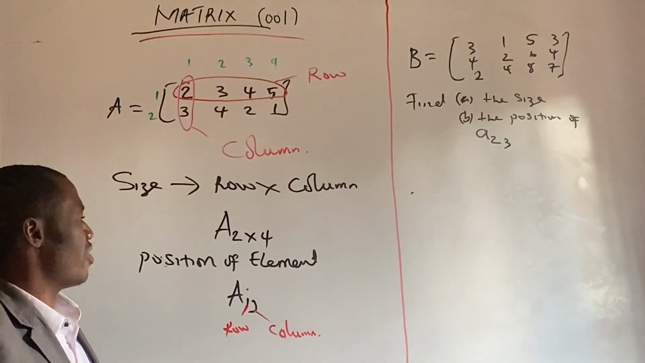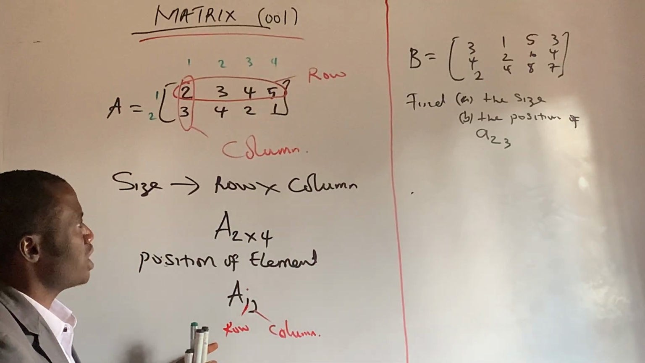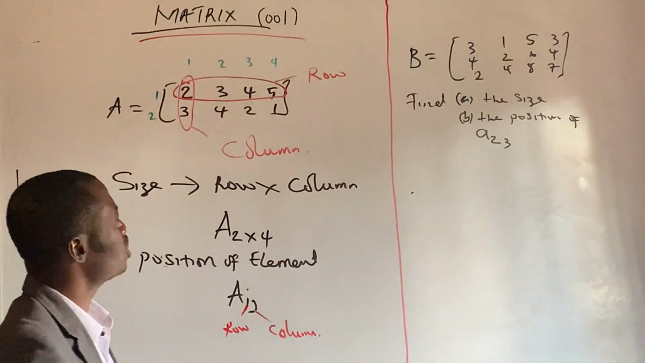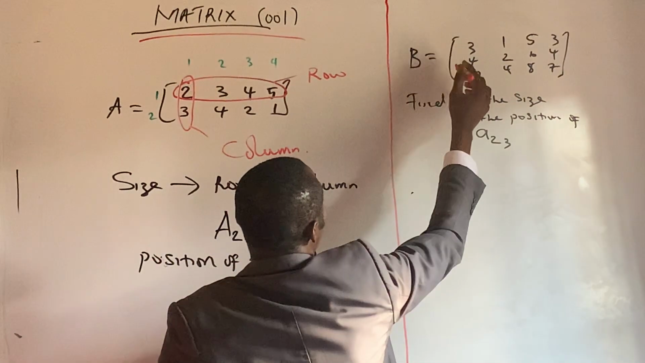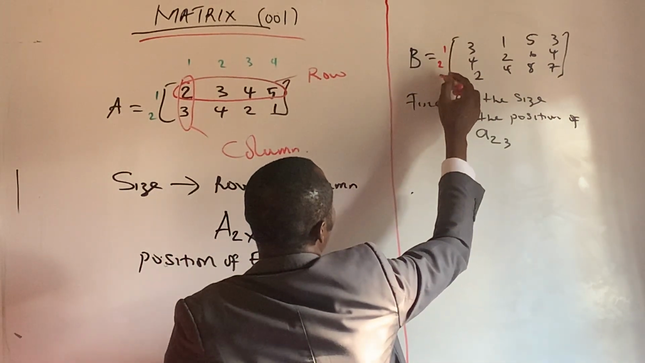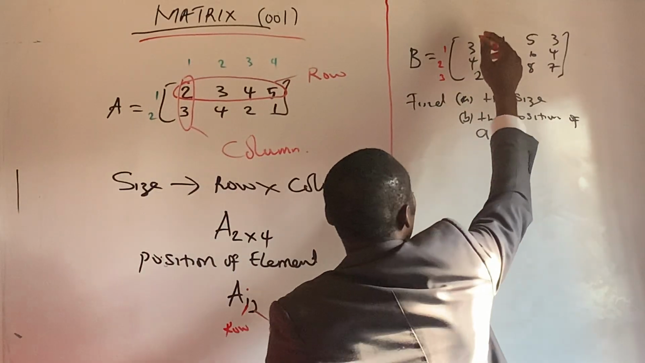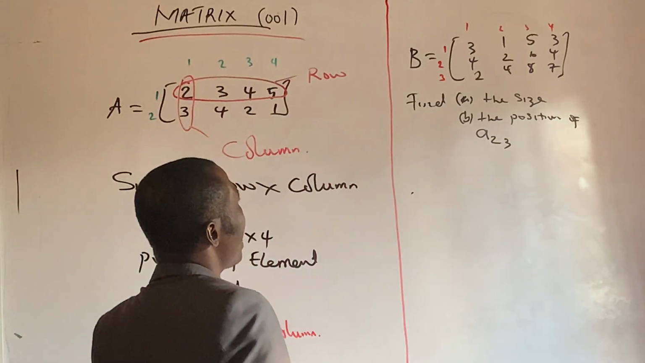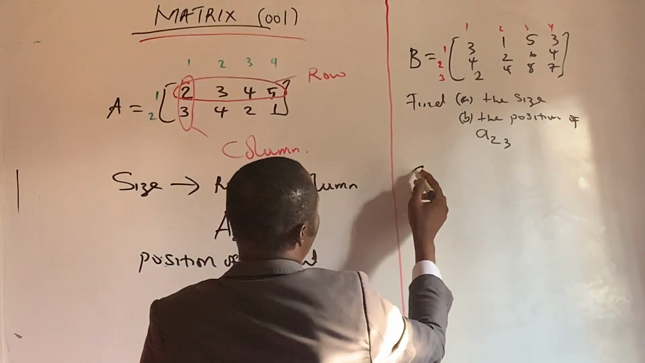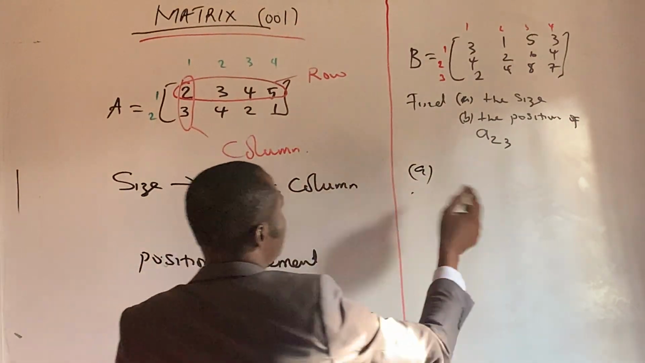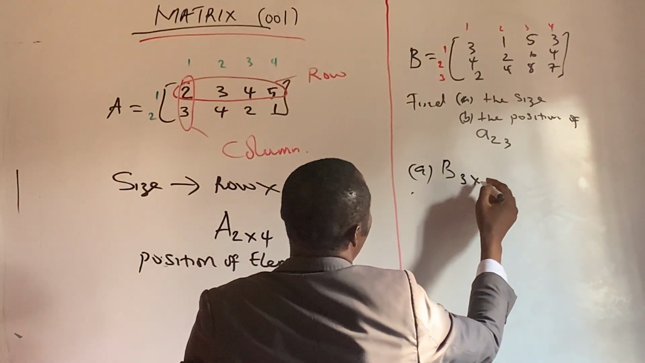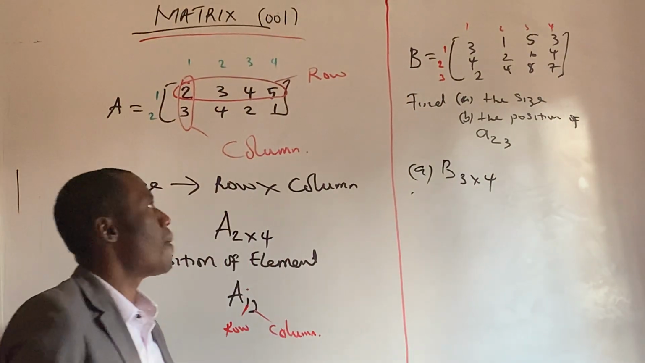Now, what do they mean by that? To find the position of a matrix, let me find the size first, then we'll go to the position. For the size, we have how many rows? 1, 2, 3. For the column, we have how many columns? 1, 2, 3, 4. So the size of matrix B is 3 times 4, a 3 by 4 matrix.